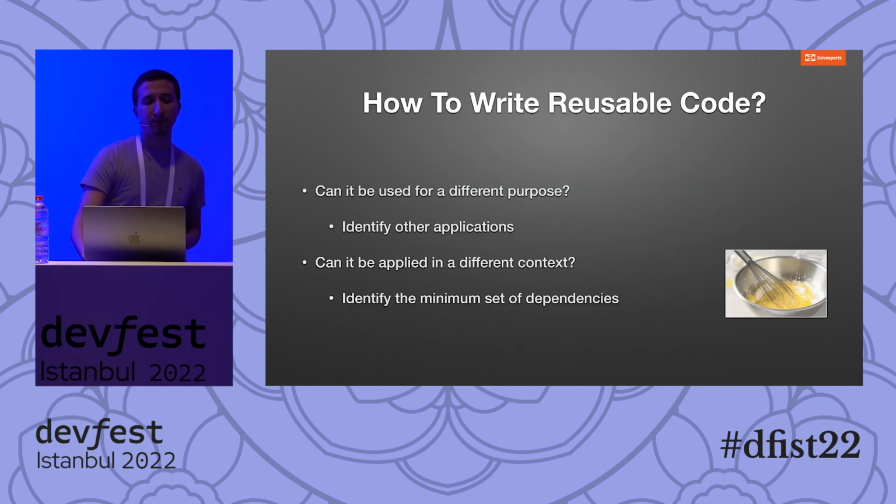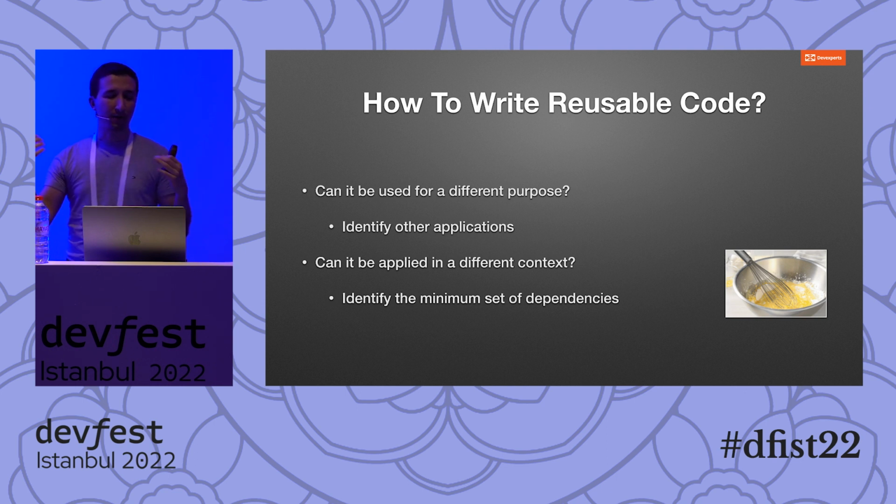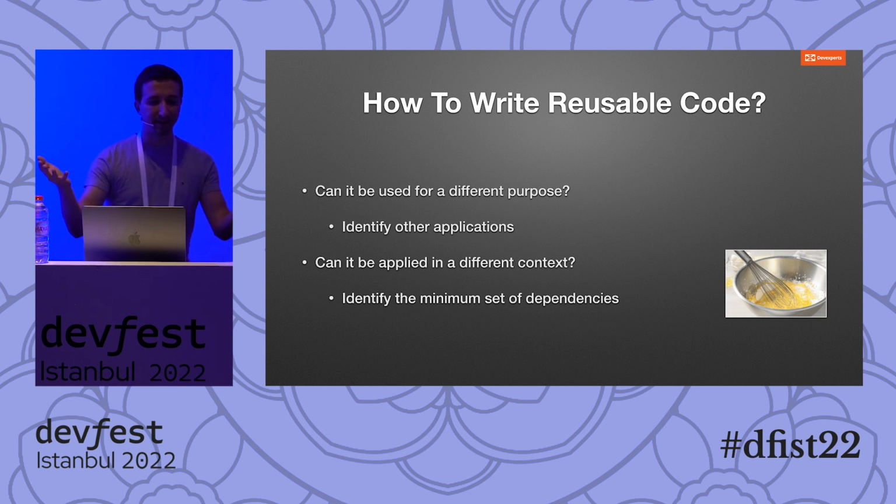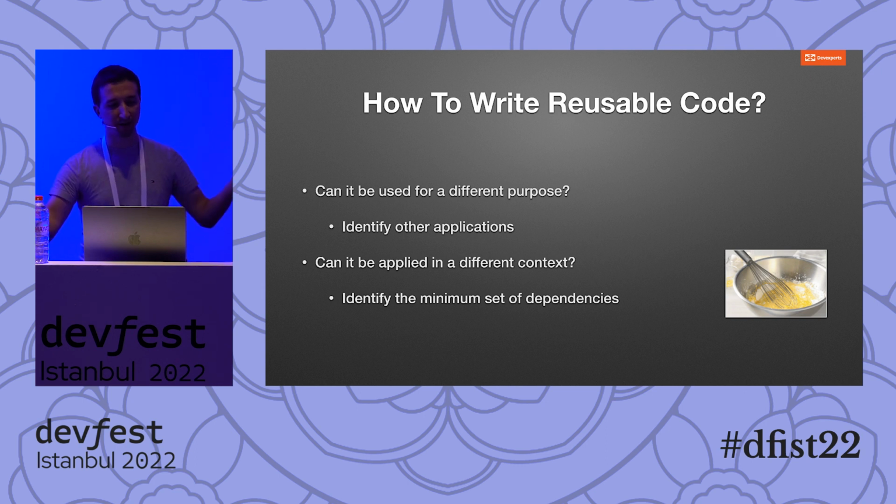So how to write reusable code? We need to ask ourselves one of these 2 questions. Basically, can we use it for a different purpose, or can we apply it in a different context? We can ask those questions for mostly any piece of code. It could be a class, it could be a function or a set of functions. If we can use it for a different purpose, then we need to identify what those other applications are.